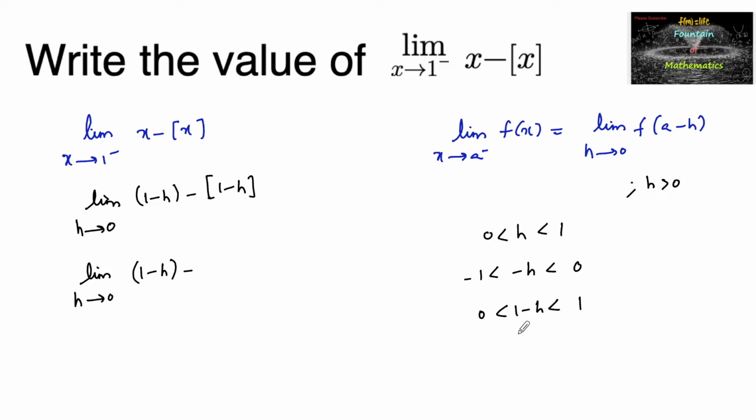Since 1 minus h lies between 0 and 1, the step of 1 minus h value will be taken as 0. So we can consider [1 minus h] is 0. As limit h tends to 0, in place of h we can substitute 0. So the answer is 1. So the value of limit x tends to 1 minus, x minus [x], is 1.